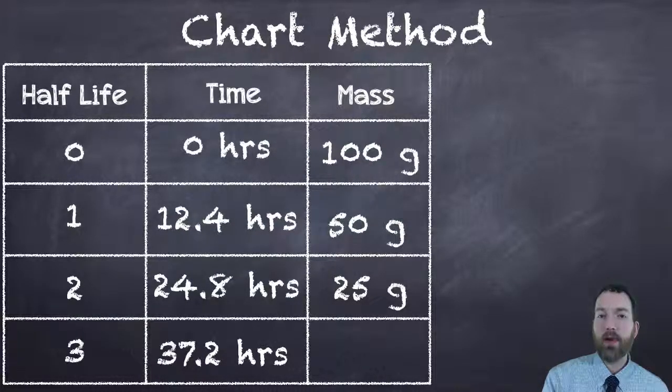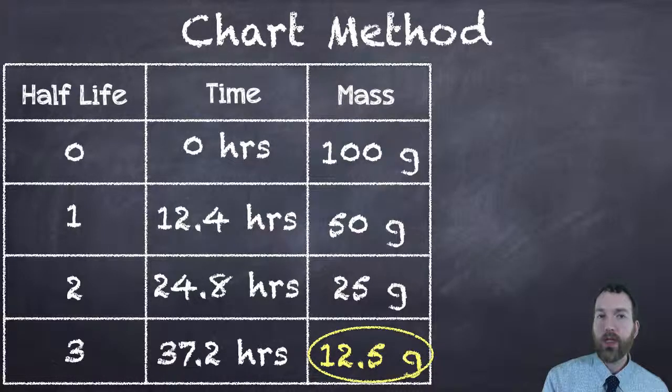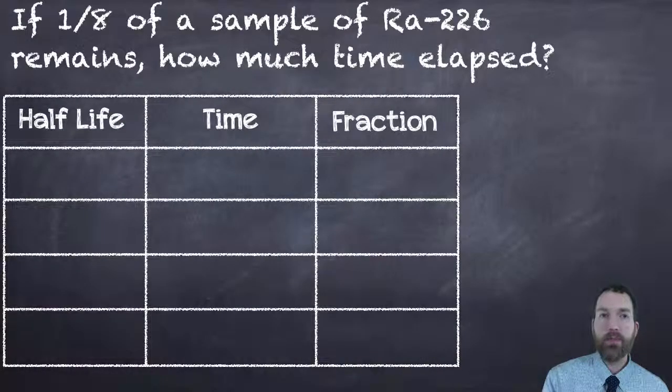So the 25 grams is going to decay after the third half-life by half, down to 12.5. So that's the chart method. Let's do some more problems. Let me show you every which way they can ask you questions with a chart problem here.